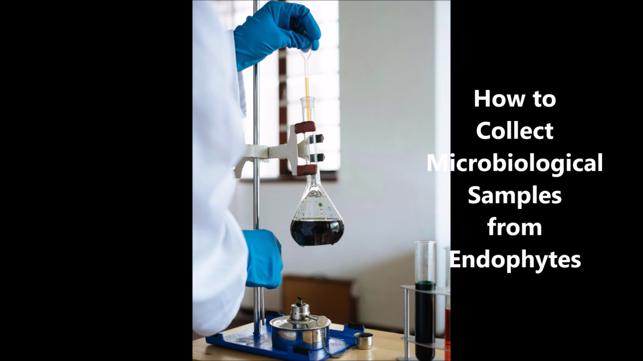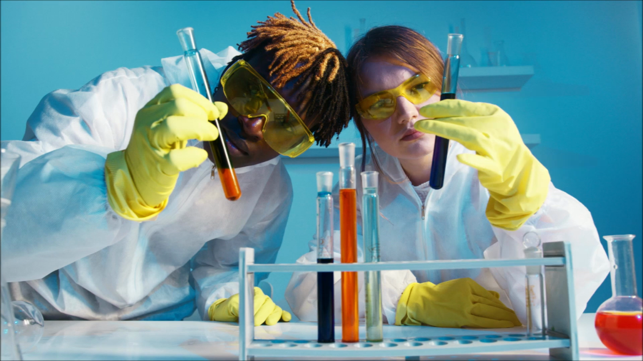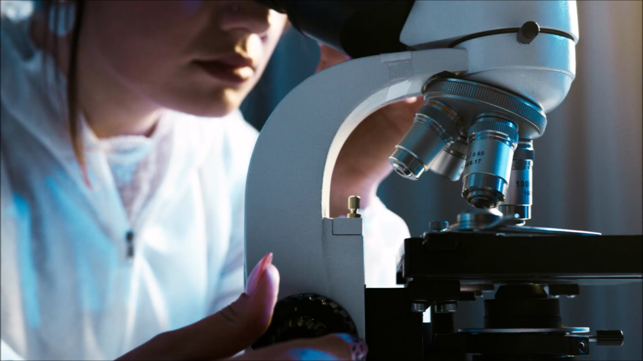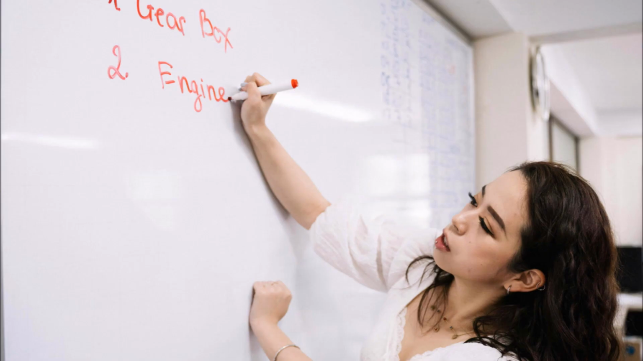Then number three is sterilization. Submerge the sample in 2 to 5% sodium hypochlorite solution for 1 to 5 minutes to kill surface bacteria and fungi. Then you need to rinse. Wash the samples 3 to 5 times with sterile distilled water to remove residual chemicals. After that, you need to dry. Blot the samples dry with sterile filter paper before processing to culturing.